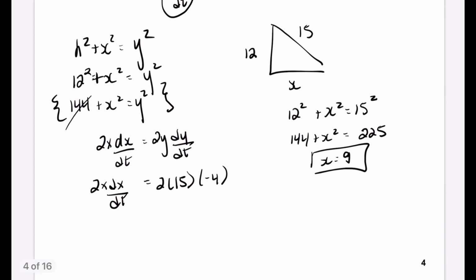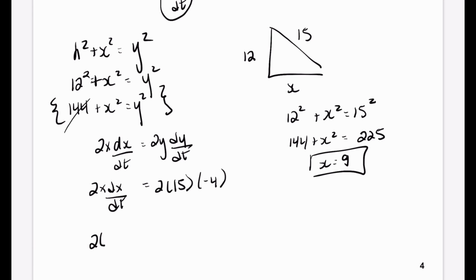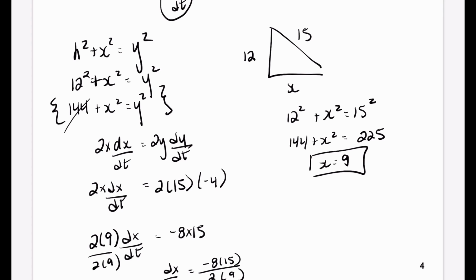So now I can fill in that x value. So I have 2 times 9 times dx over dt would equal -8 times 15. And then moving everything around, I will get dx over dt equals -8 times 15 over 2 times 9. So I'm getting rid of these numbers in front of my dx by dt. And I'm going to simplify it. So 15 over 9 is 5 over 3. So my answer is -20 over 3 feet per second.